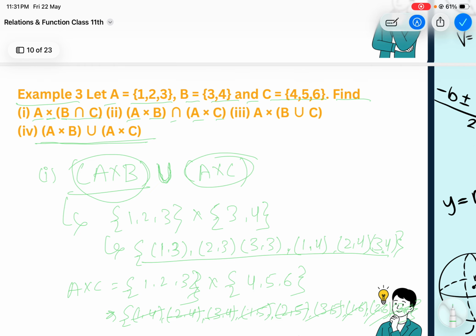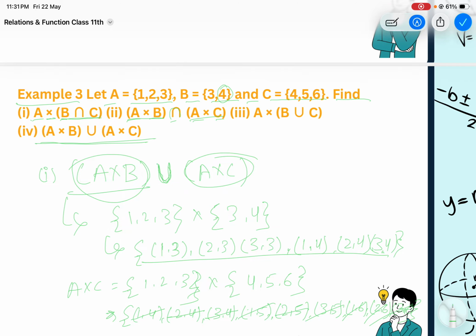The same way you have to do it: just find out what is B intersection C, what is common in B and C. So 4 is the only common element here, so you have to multiply, like (1, 4), (2, 4), (3, 4) will be the answer. Now you have to find out what is A × B, then A × C.